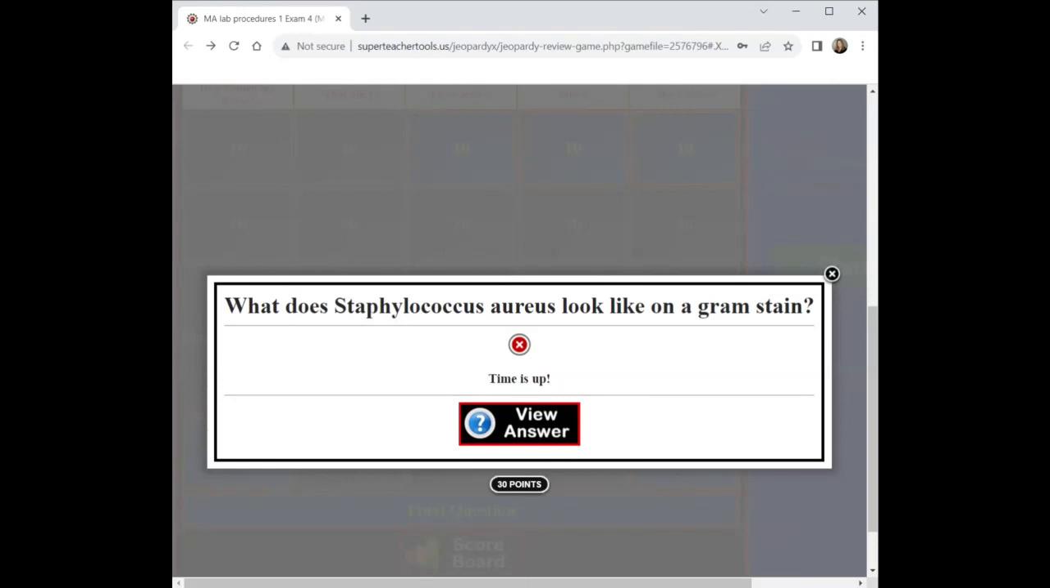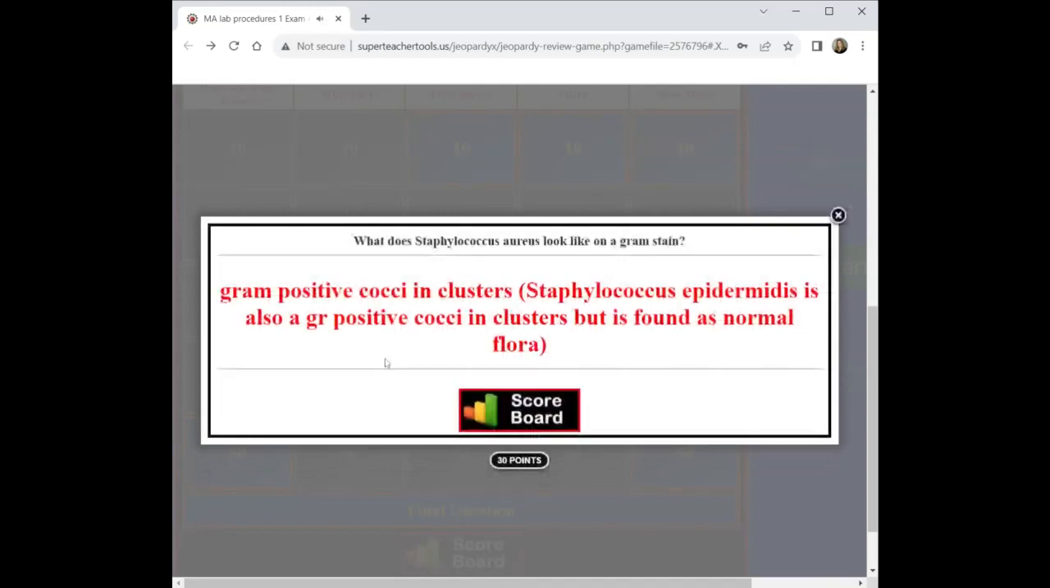It's clusters, so it's like everywhere. Yep, it's clusters, but what is the gram stain result? And what is the shape? Is it gram positive? Yep. Gram positive what in clusters? The staphylococci? Cocci. So they're gram positive cocci in clusters. Another example is Staph epidermidis. That's also gram positive cocci in clusters, but that's normal flora.